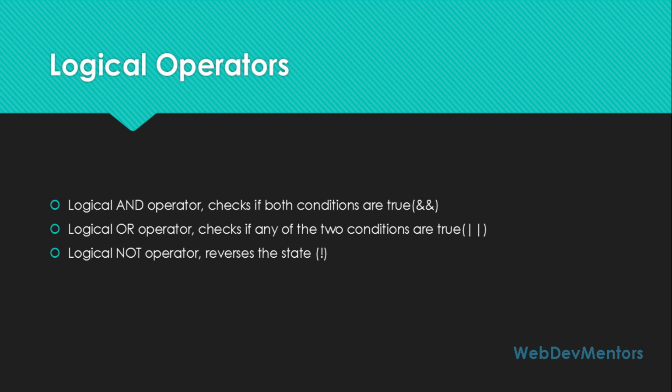So if left condition is false, it will still go on to check the right conditions. So if one of the conditions are true, then it will return true as its value.